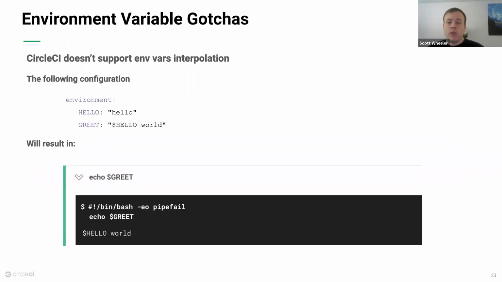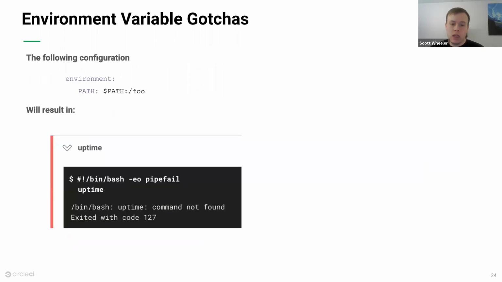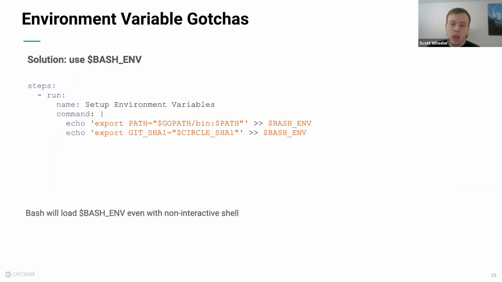Some gotchas when using environment variables. CircleCI doesn't support environment variable interpolation. Modifying the path variable directly will result in the default environment variables being overwritten. The solution to that is to export the variables using bash environment.